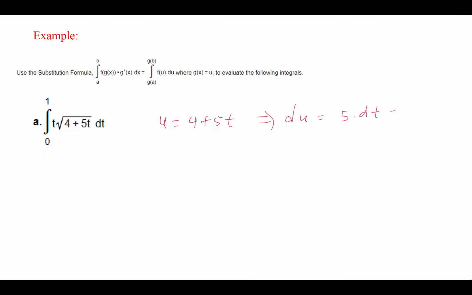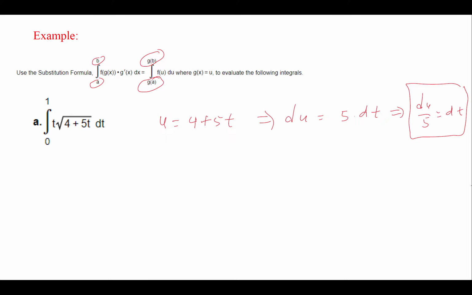Substitution means everything in terms of t will go in terms of u, so this dt will go to du. I want to find the value of dt, which will be du over 5. Similarly, we also have to change the limits of integration, like from a to b it goes to the value of the function at a and the value of the function at b for the new substitution.